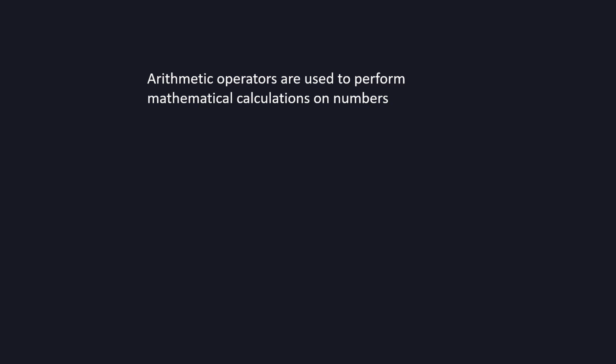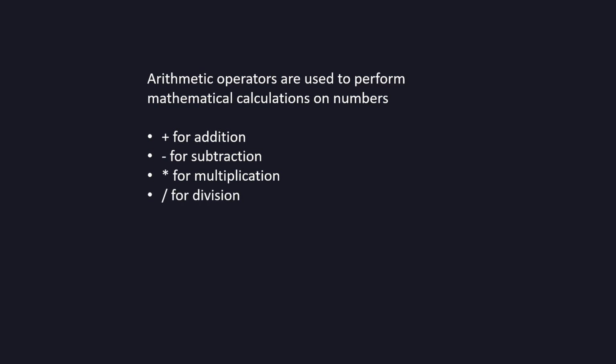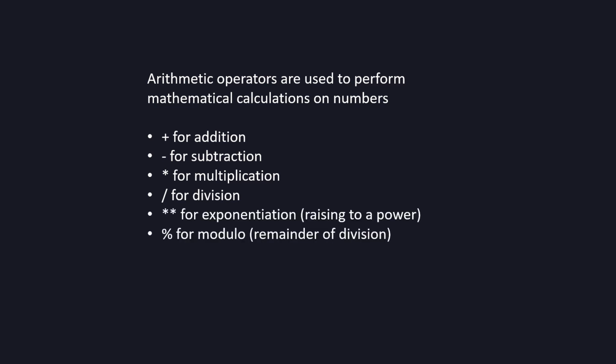The basic arithmetic operators are plus for addition, minus for subtraction, star for multiplication, / for division, 2 stars for exponentiation, that is raising to a power, percentage for modulo or remainder of division, and 2 / for floor division or quotient of division rounded down.